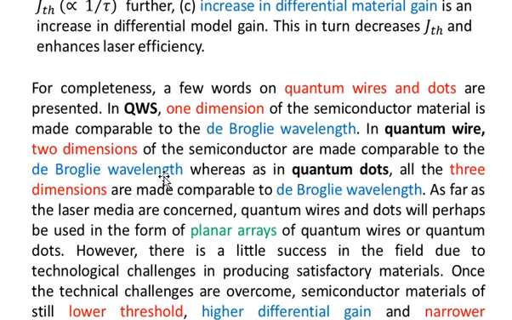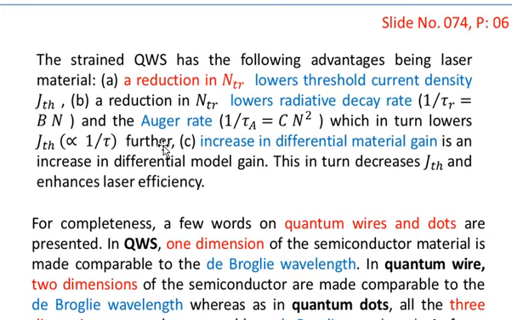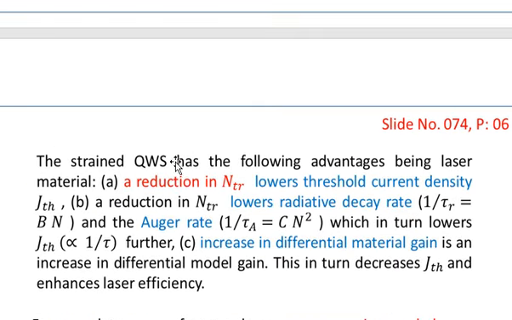A reduction in N_TR, that is the reduction in the transparency density, lowers the radiative decay rate, because the radiative decay rate, which is 1 over tau r, is equal to B times N. So if N is reduced, then of course 1 over tau r, the radiative decay rate, is also reduced. And the Auger rate, defined as 1 over tau A, is equal to C n squared. So if the requirement of N is reduced, then of course 1 over tau A, the Auger rate, is also reduced.